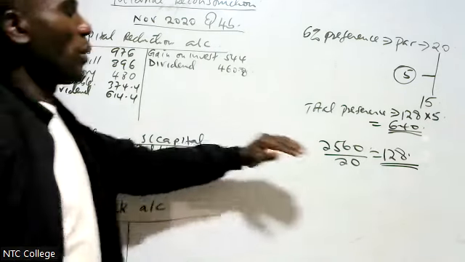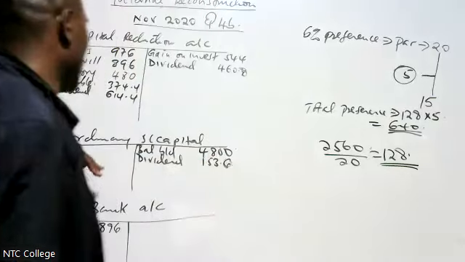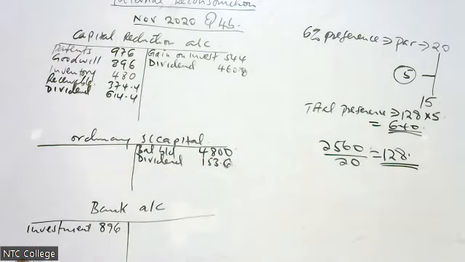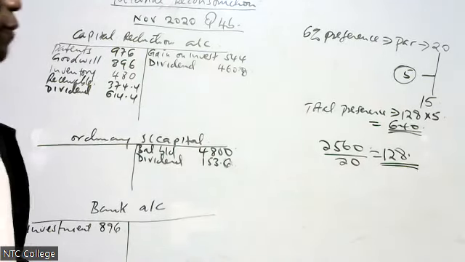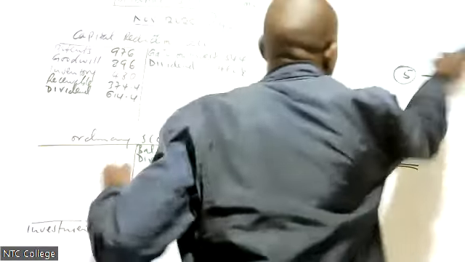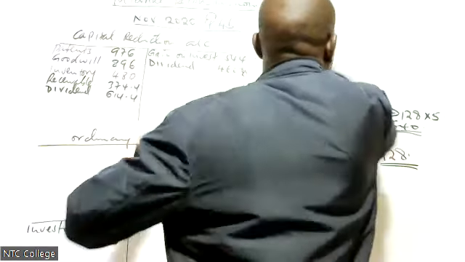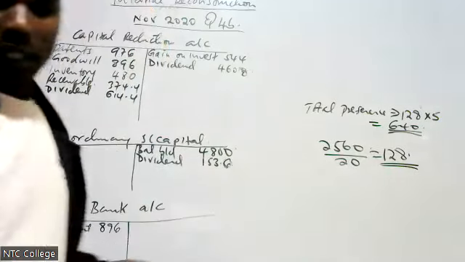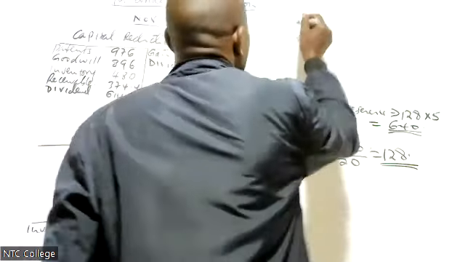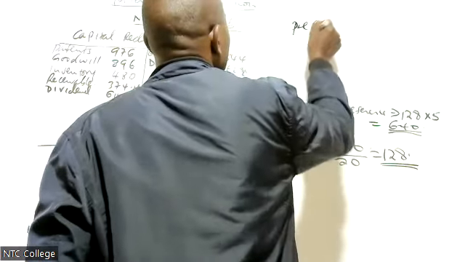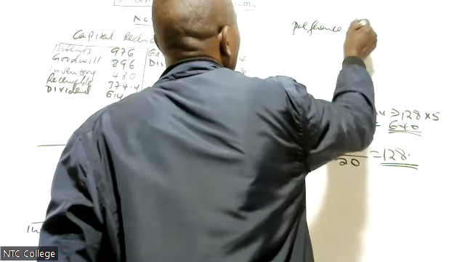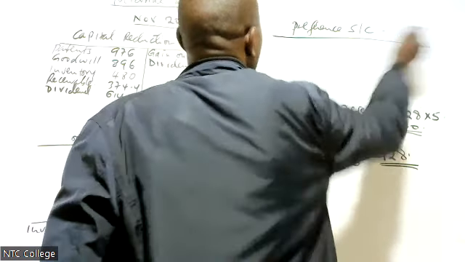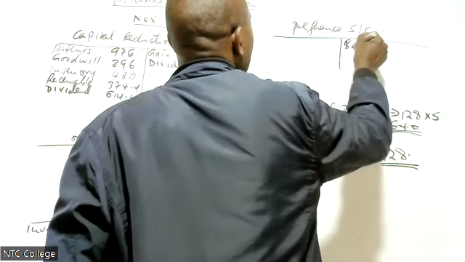With this one, we are going to debit the preference shareholder. Therefore, I'm going to create an extra account of preference share capital. Small account of preference share capital account. Balance brought down.